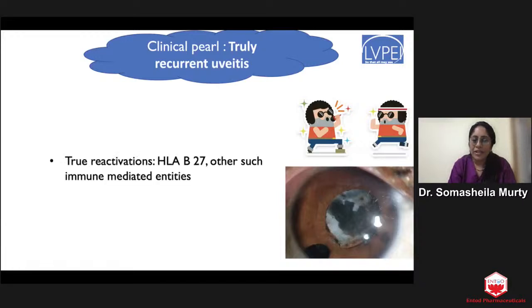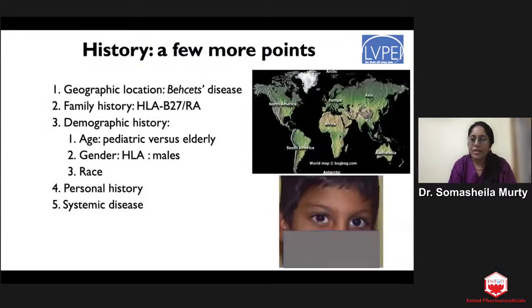So the true reactivations is exactly the case that we saw, like HLA-B27 and other such purely immune-mediated etiology. Coming a little bit to family history, you told us where the patient is from. We do know certain diseases have a predilection in certain populations, racially and geography-wise also. Behçet's disease is one of the classical entities along the so-called Silk Route. In certain countries, the disease is much more common, in Japan, in Turkey, and so on.